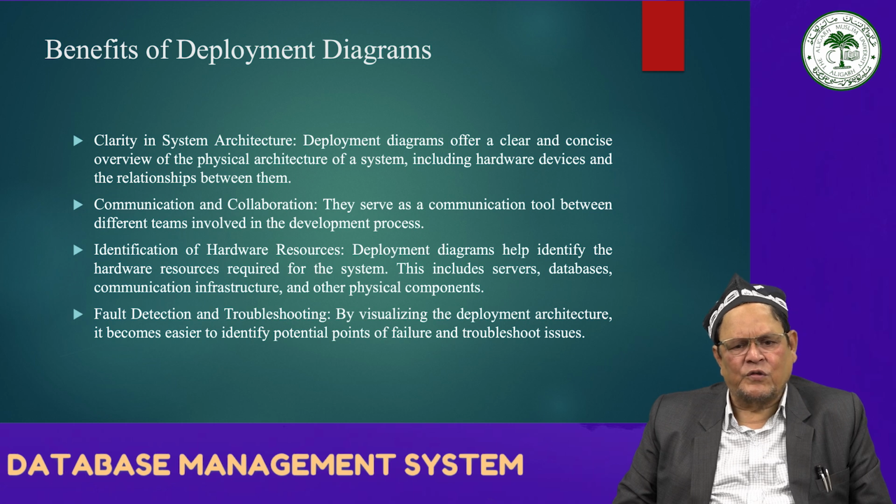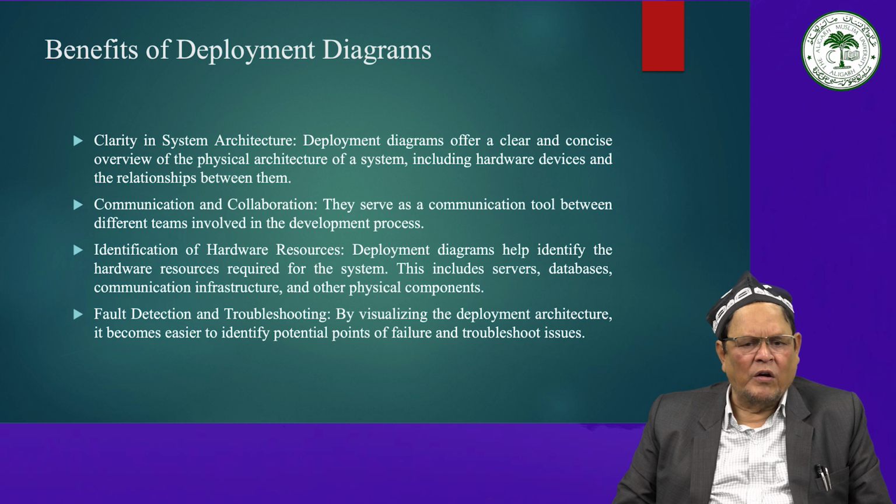Identification of hardware resources. Deployment diagrams help identify the hardware resources required for the system. This includes servers, databases, communication infrastructure, and other physical components. Fault detection and troubleshooting. By visualizing the deployment architecture, it becomes easier to identify potential points of failure and troubleshoot issues.